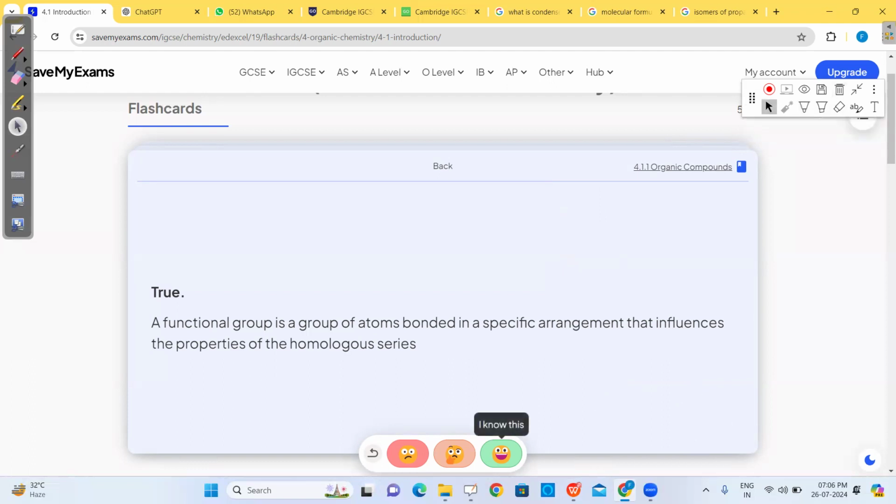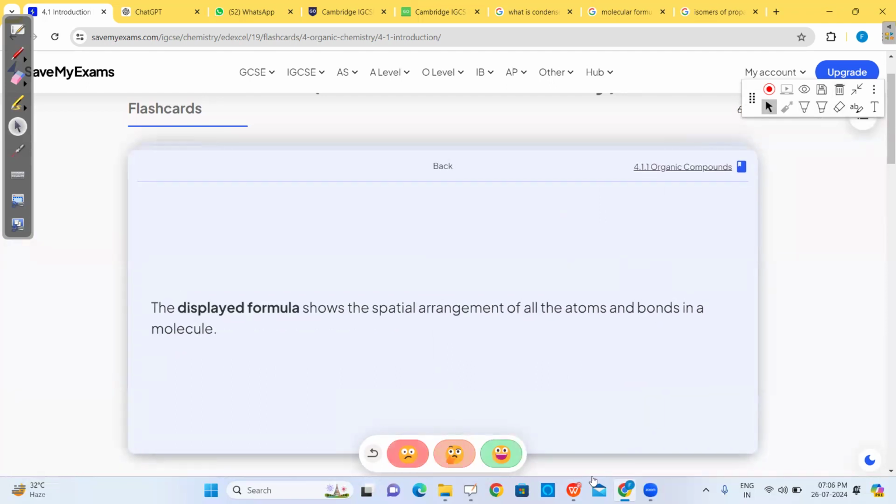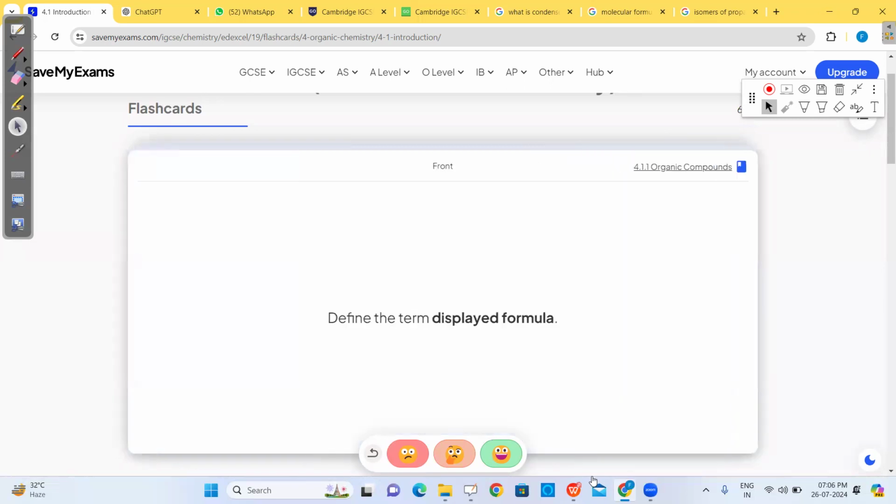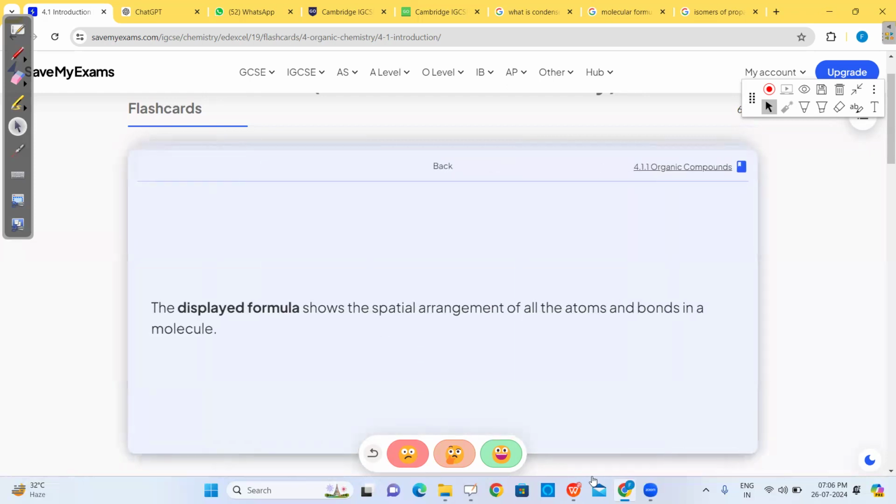Okay, so what's our next question? Define the term displayed formula. So what is displayed formula? It shows the spatial arrangement of all atoms and bonds in a molecule. So you will see the bonds as well as the number of atoms that are there in a formula.